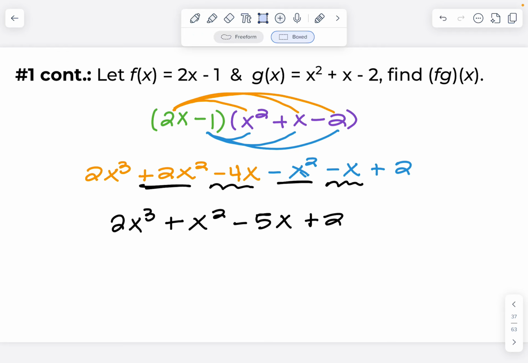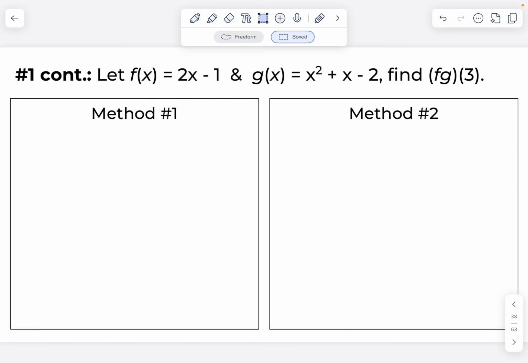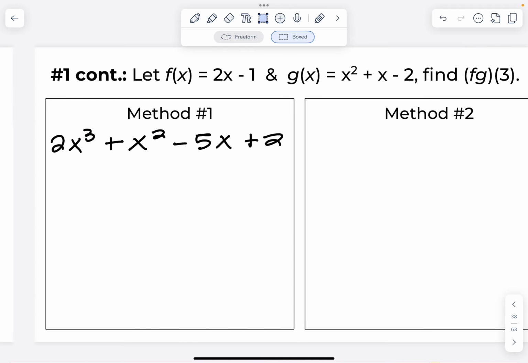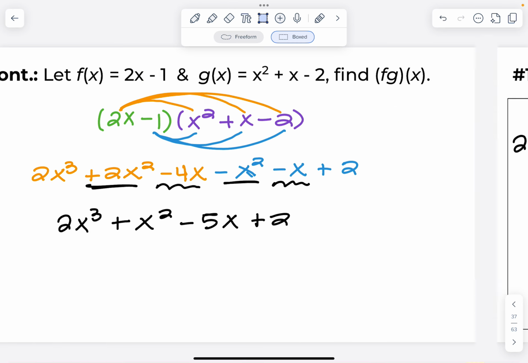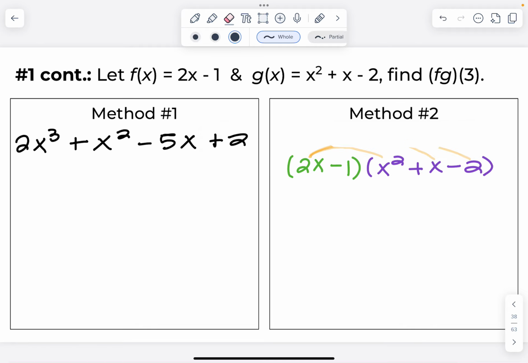Okay, I am going to copy and paste two things over really quick to this slide. Okay, so we are now going to look at what happens when we substitute values in.